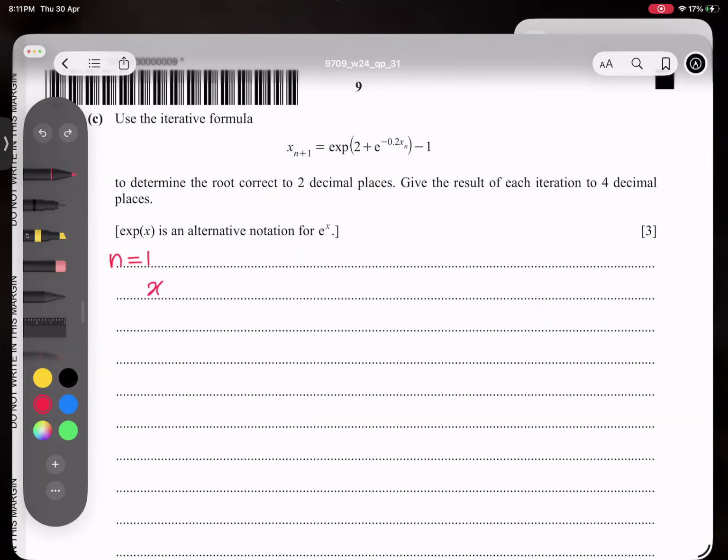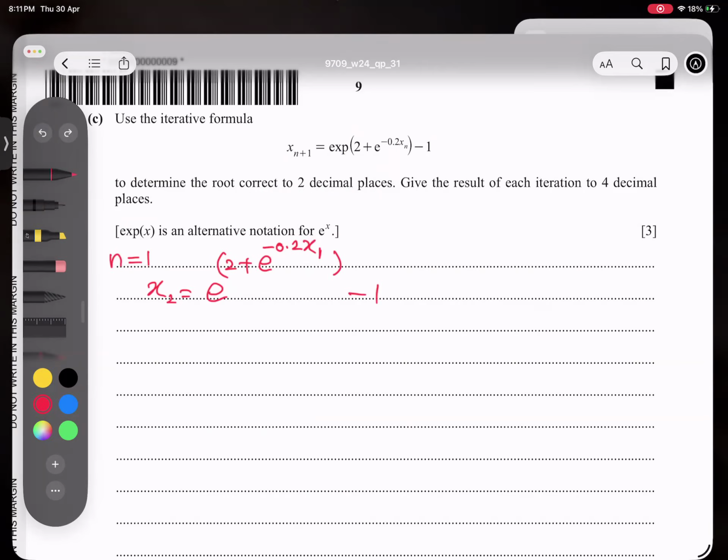So I'm getting x2 equals e to the power, in the bracket, 2 plus, again e to the power negative 0.2 times x1. Because I plug in 1 here, so x1, close bracket, and minus 1 goes down. Make sure this is completely in the power, that is why I think this part is very clear.